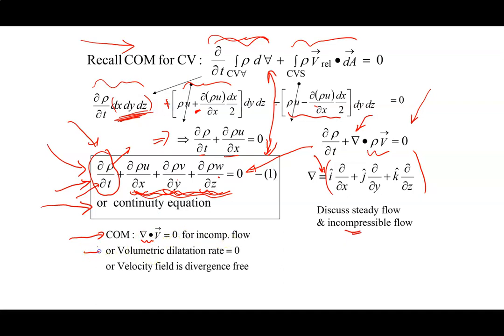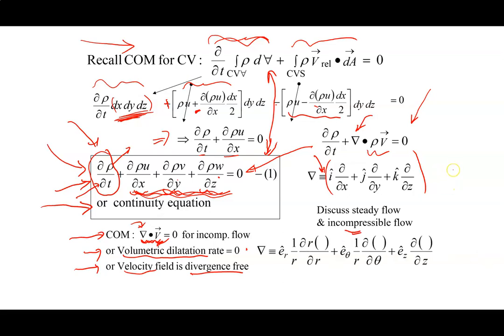Another way of saying that is the volumetric dilatation rate, that's what this del dot v represents, equals 0. Or another way of saying that is the velocity field, because v is a velocity and it's a velocity field, is divergence free. In other words, I take the del dotted with v, the result is equal to 0.